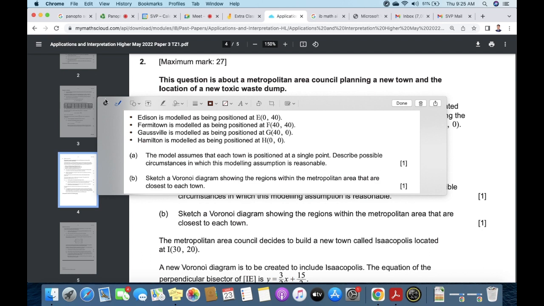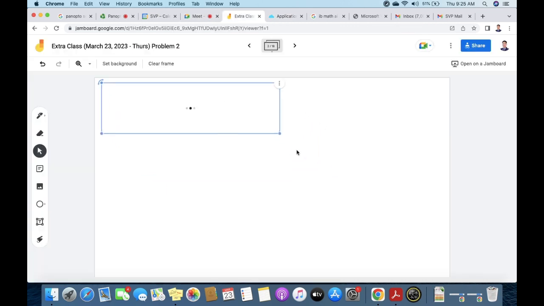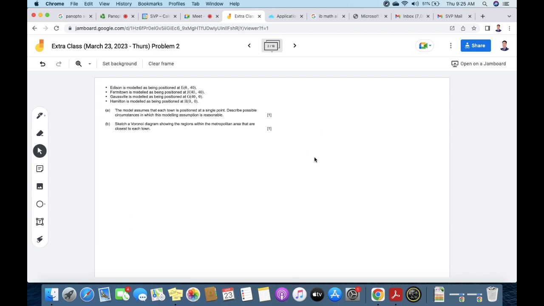Okay, this one. So again, I'd like you to do letter B, draw the Voronoi diagram, and then paste it here. You don't have to get it correctly, yeah? It's just for me to check how you can draw the Voronoi diagram given the location of the 4 points. You may now proceed.